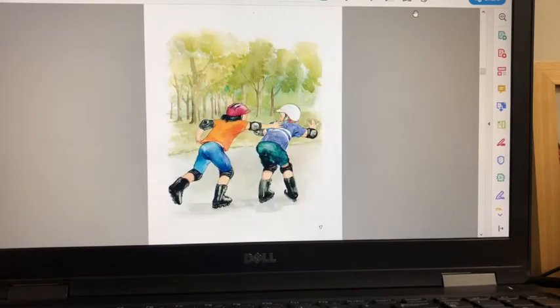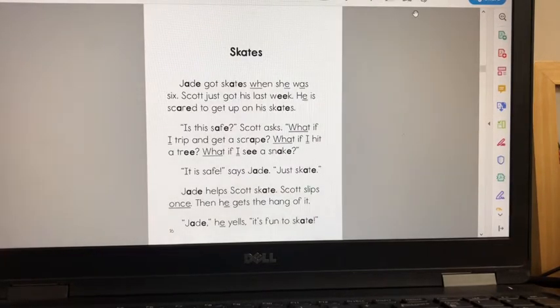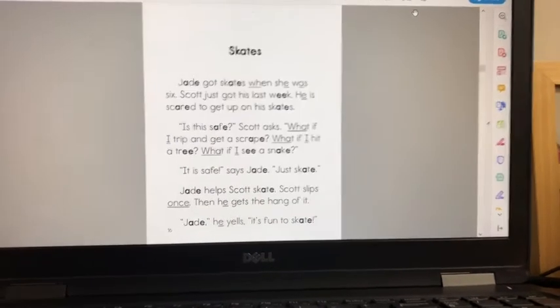Go ahead and look at the picture here. It shows Scott. I can tell Scott. I can see his red hair, and this is Jade with him, and they're both skating. I like to see that they have knee pads on and elbow pads and helmets to protect them in case they fall.